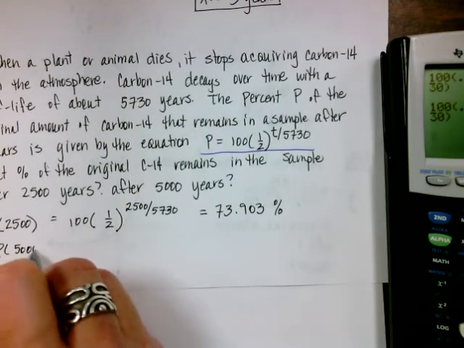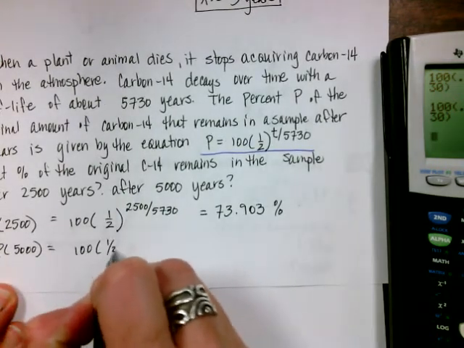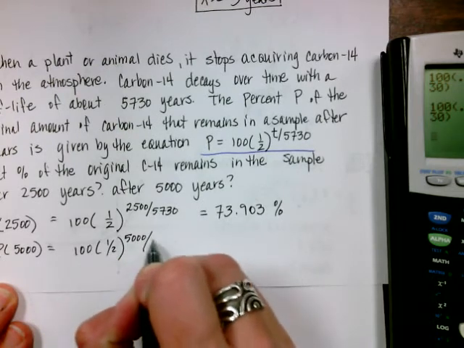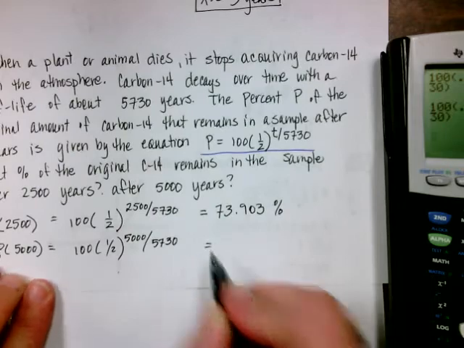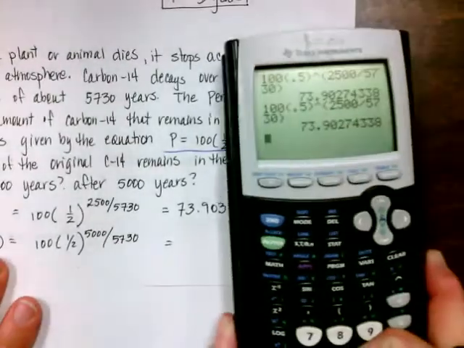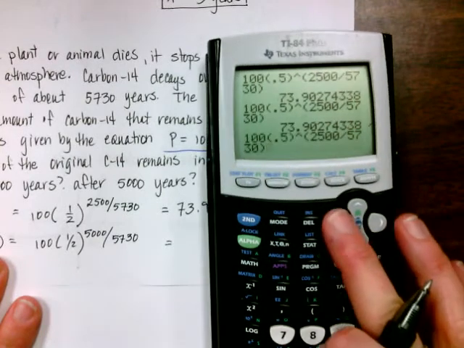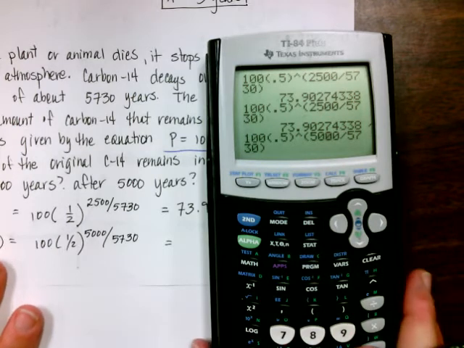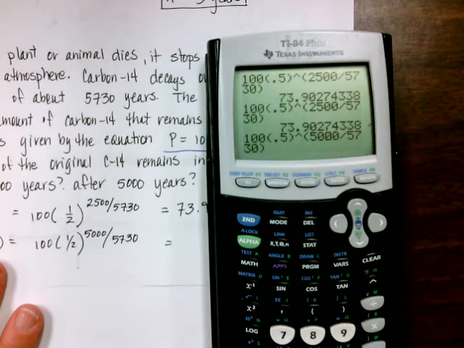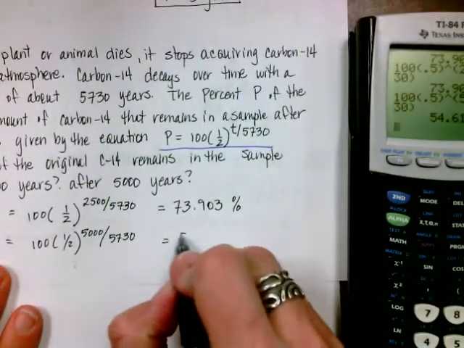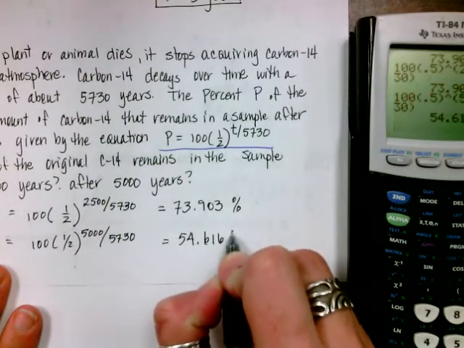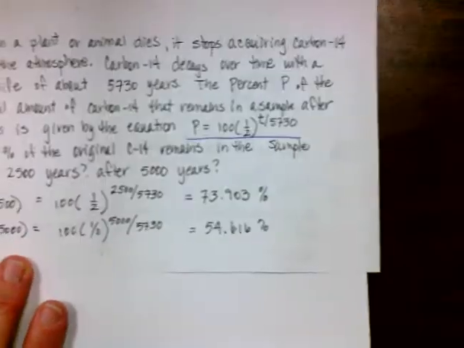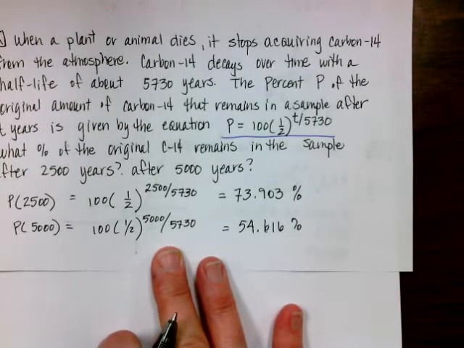Then if I do the 5,000 years, substitute in my values, so here's the half, and then it's going to be 5,000 divided by the 5730. Because the only number that changed is the 5,000, I'm actually going to do second enter, bring that one right back up, and I'm going to do 50. So now notice I have everything politely done, and it was a little bit easier. The only thing that changed was the 2,500 went to 5,000, and now I have 54.616% left. So after 5,000 years, a little bit more than half of the original amount is still left. Okay? So that was pretty easy.